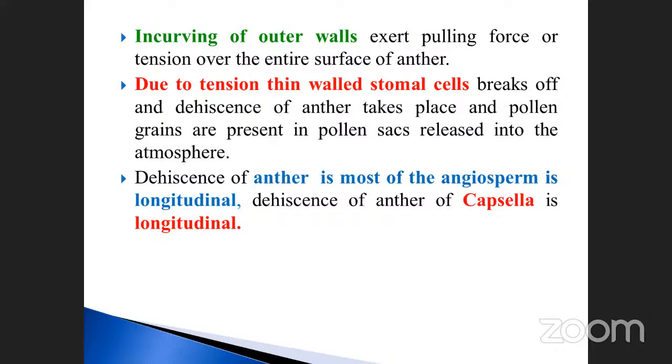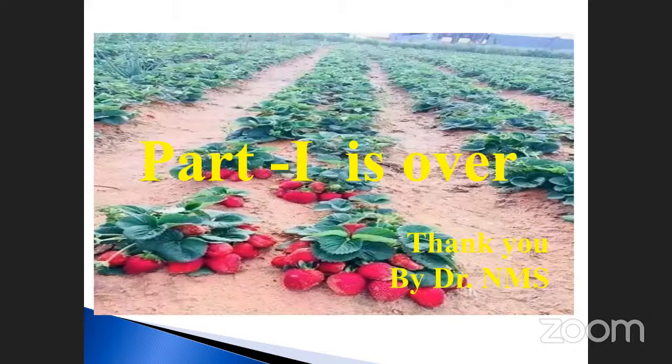Dehiscence of the anther in most angiosperms is longitudinal. This is very, very important. Take an example: most angiosperms, how do they dehisce? Longitudinally. Dehiscence of the anther of Capsella is also longitudinal. That's why they have chosen it as a typical angiosperm. Got it? I think that's all about the first part. So we'll pass on to the next one.